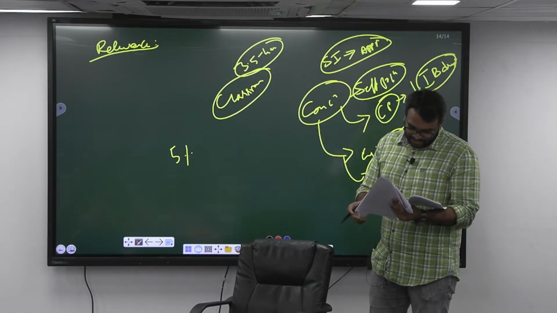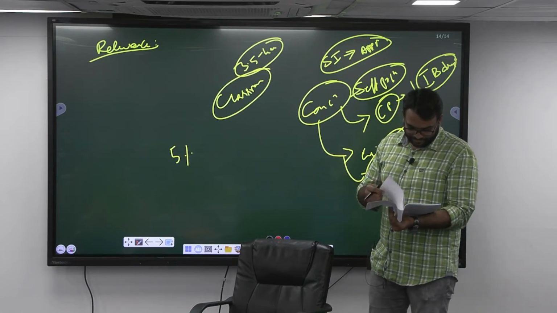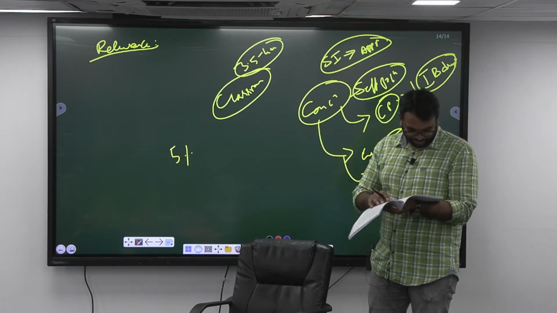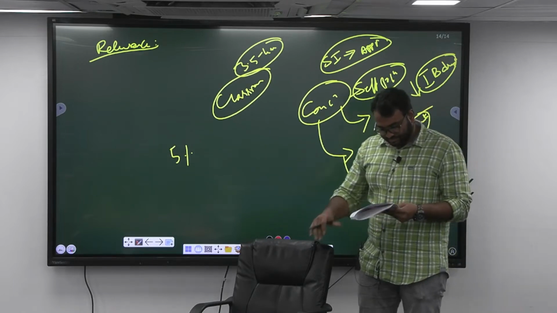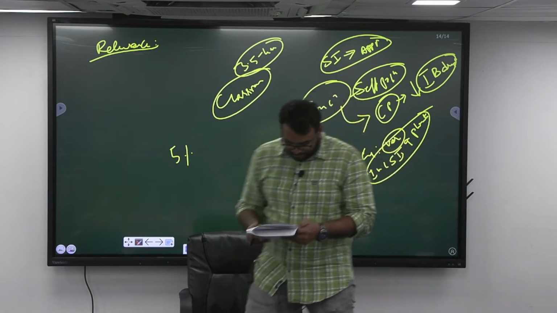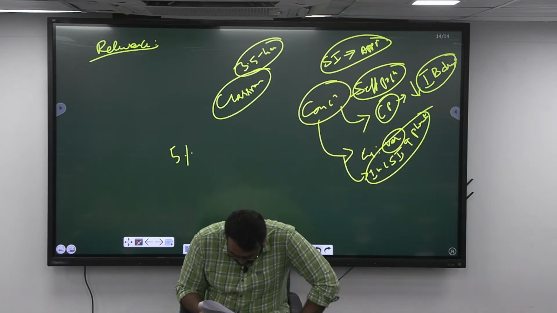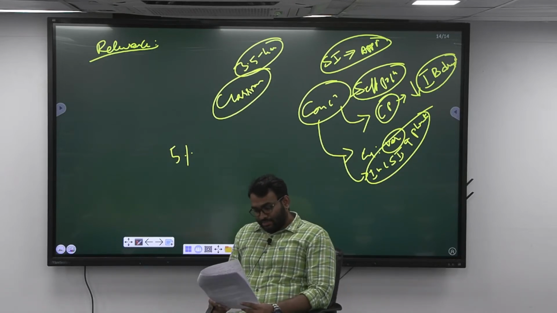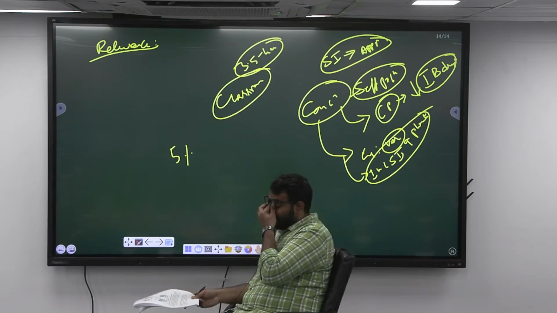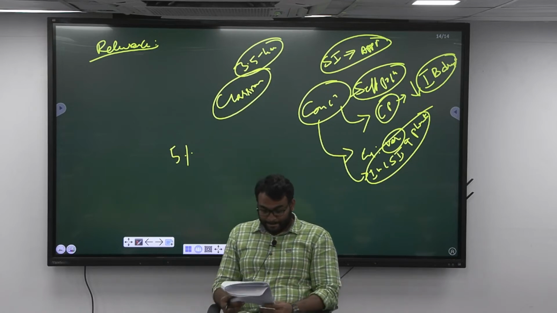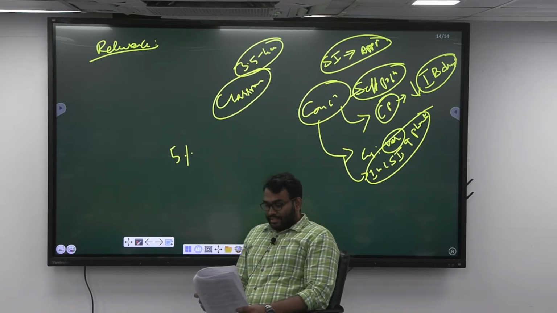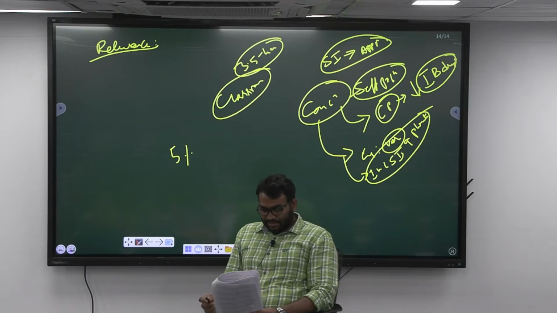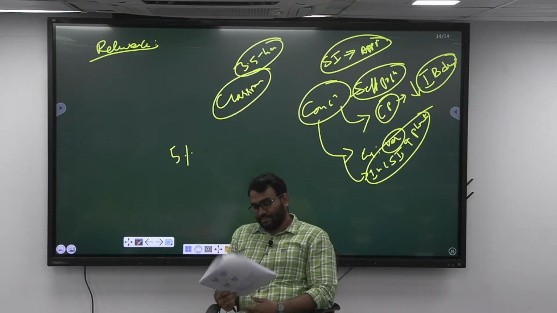Relevance of self-incompatibility, right? First point: enhancing genetic diversity. Cross-pollination resulting from self-incompatibility increases the genetic diversity of the plant population.